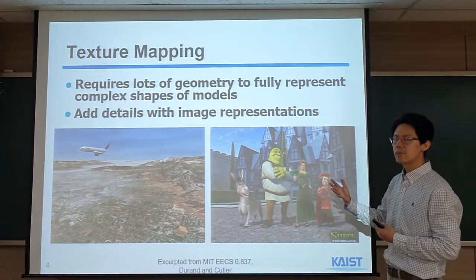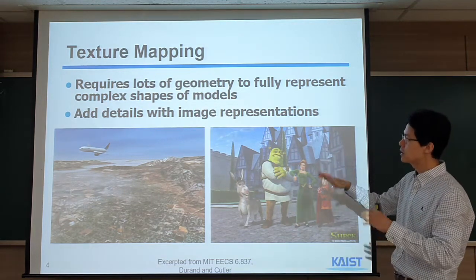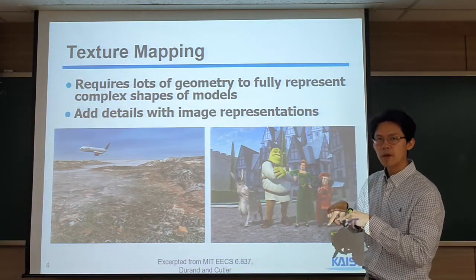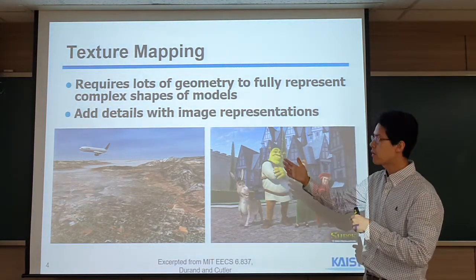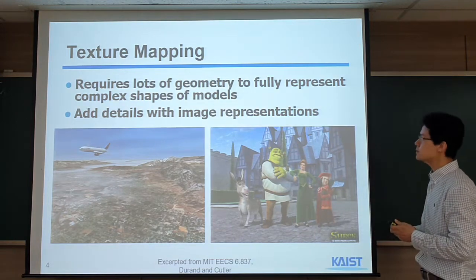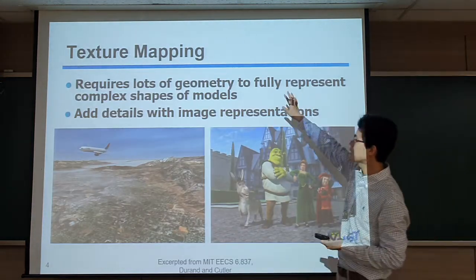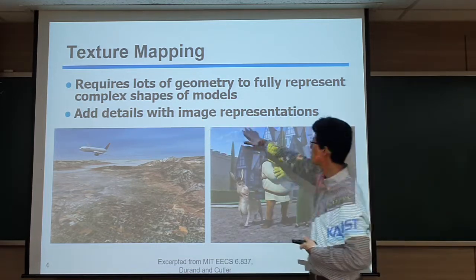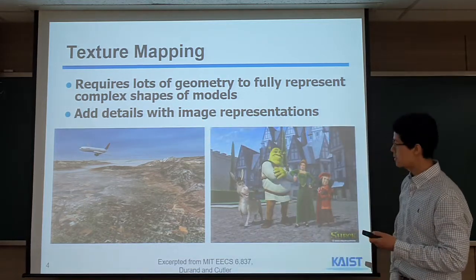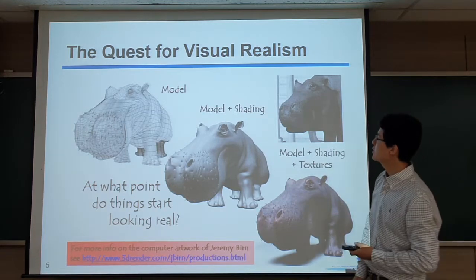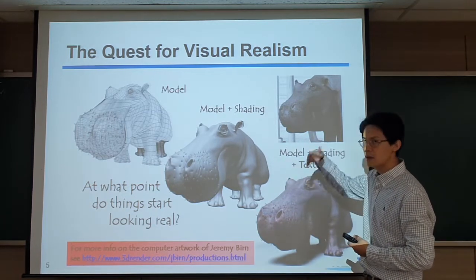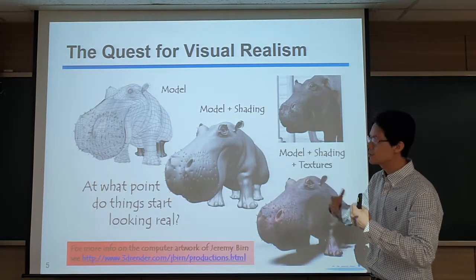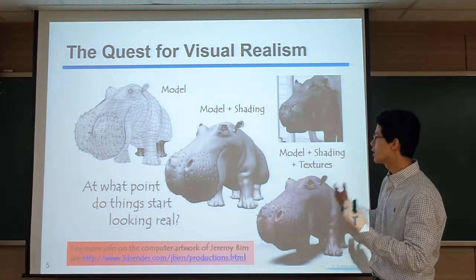That's the main idea of using texture mapping. Somehow we capture this kind of realistic appearance in the 2D map, and then use that map for rasterizing the triangle. So in other words, the main idea of texture mapping is that we want to add details with these image representations. This is actually one of the main motivations for computer graphics: we want to achieve a realistic look, right?